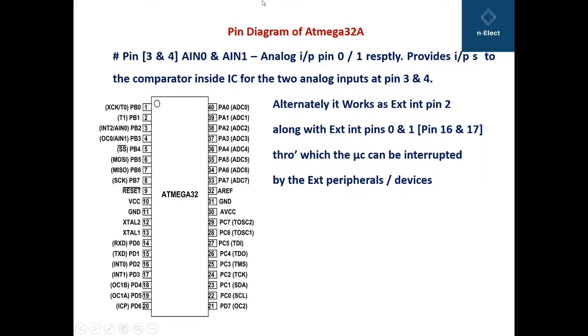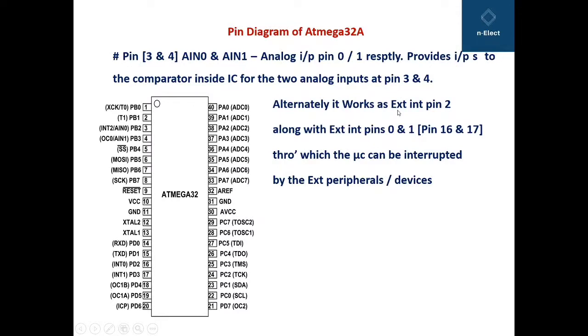Pin number 3 and 4, which are AIN0 and AIN1. These are the analog input pin 0 and 1 respectively. They provide inputs to the comparator inside the IC for the two analog inputs at pin 3 and 4. So inside this IC at pin number 3 and 4, the comparator, that is the operational amplifier, is there, and the inputs of that operational amplifier will be connected to pin number 3 and 4, which will act here as a comparator.